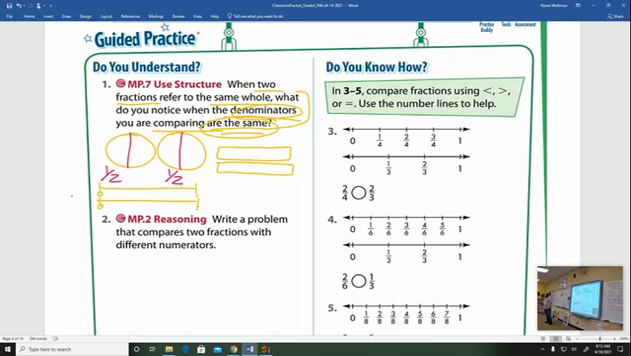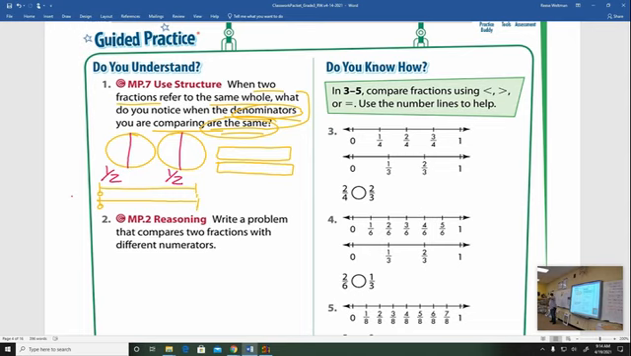The number in the bottom. Which number? The one that shows you how many pieces. That's right. The denominator shows you how many pieces you cut the whole into, right? That's how many pieces you have total in the whole. And it is also the which number in the fraction?